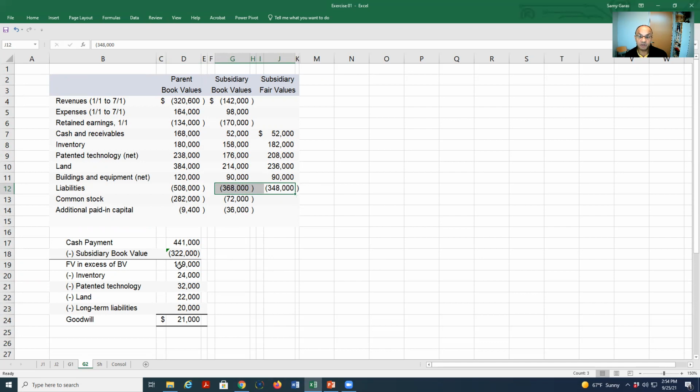So the goodwill of 119 doesn't go into one account, but it goes to all the accounts that have a difference between the fair value and the book value, and the balance will go to the goodwill. I hope you find this short video useful to show you how to calculate the goodwill, either in one amount that goes to goodwill or distributed among the other accounts.